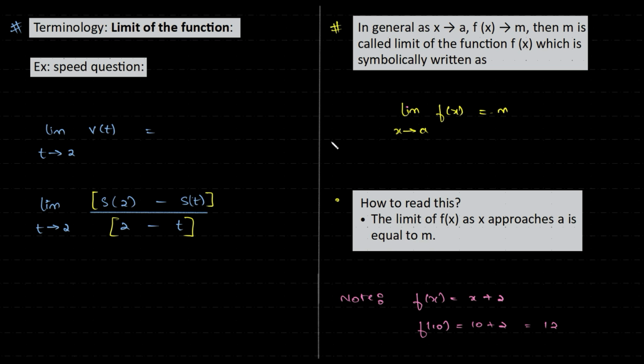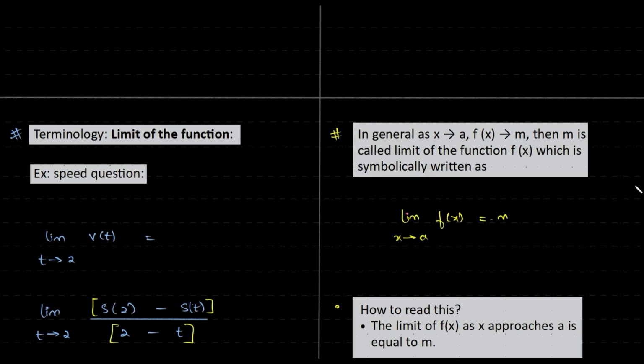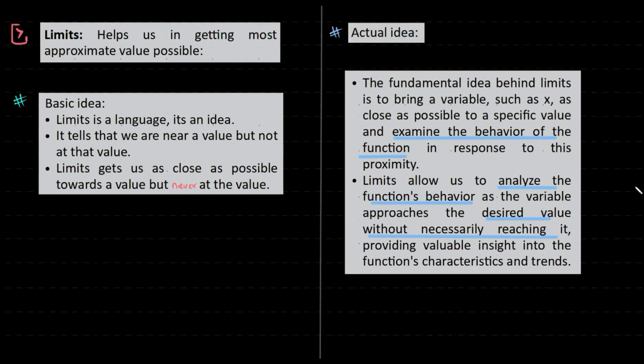So for this particular expression, s of 2 minus s of t by 2 minus t, as time tends towards 2, we got a range of values from 19.95 meter per second to 20.05 meter per second. So in time, you will understand why we are finding an approximate value, not the exact value. That you will understand in time, but I hope you guys understood the idea of limit.